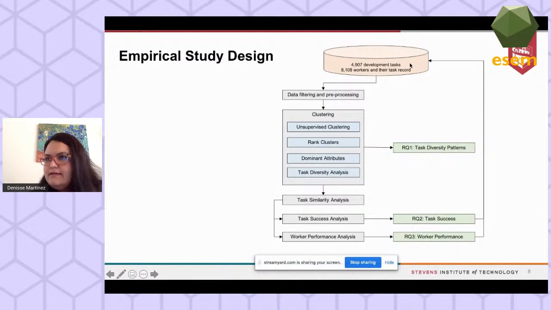As I said, we had this data set from Topcoder, and we did some data filtering and pre-processing, and then we did the clustering. So we had the unsupervised clustering, then we ranked these clusters. Then we identified the dominant attributes and we identified these task diversity patterns. And this will give us an answer to how the diversity patterns were distributed through the different months. Then we performed a similarity analysis. And then we studied task success and worker performance to answer questions number two and three.